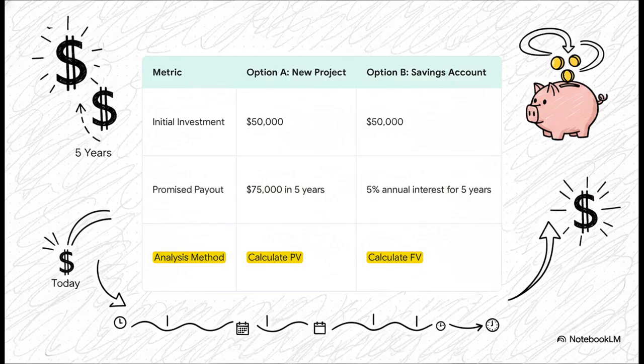And remember, we absolutely cannot just subtract 50 grand from 75 grand and call it a $25,000 profit. Why not? Because that would completely ignore the time value of money. It ignores the opportunity cost of having our money tied up for 5 long years. To make a logical, rational decision, we have to find a common ground. And the way we do that is by bringing everything back to its value today, its present value.